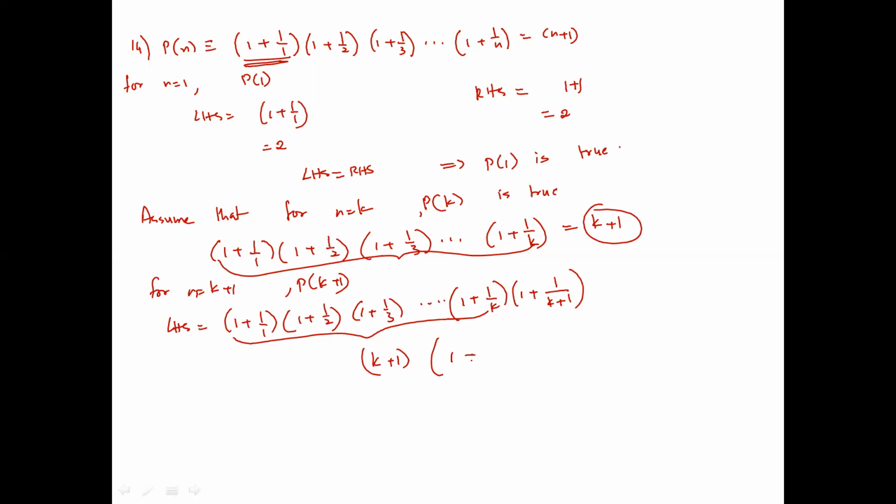After that, we have into 1 plus 1 by k plus 1. Or I can write this as k plus 1 into common denominator k plus 1, numerator k plus 1 plus 1. So that means I have k plus 1 into k plus 2 by k plus 1. Of course, k plus 1 will cancel. You get k plus 2.